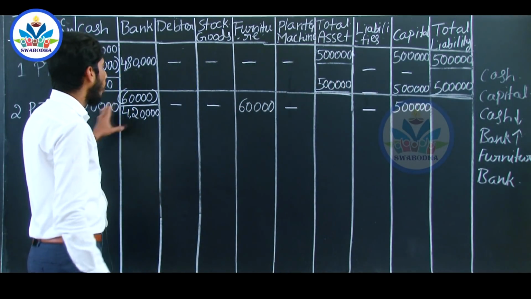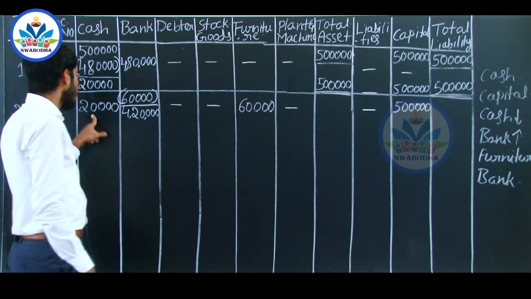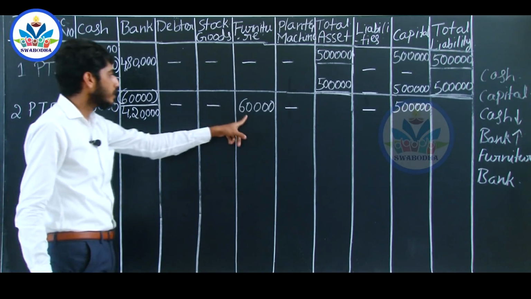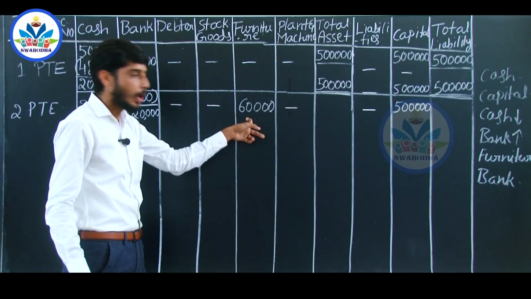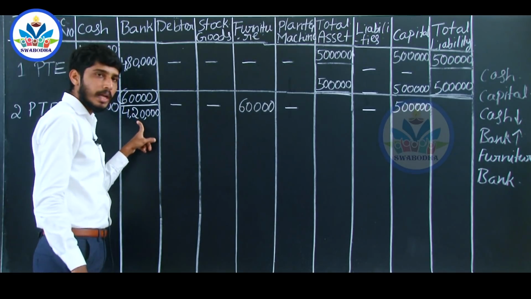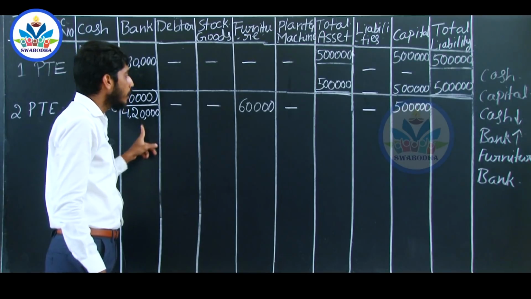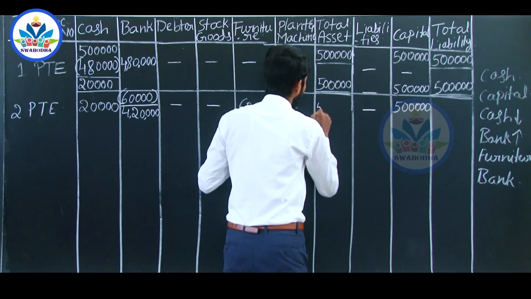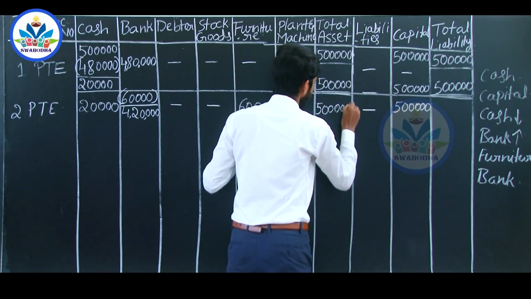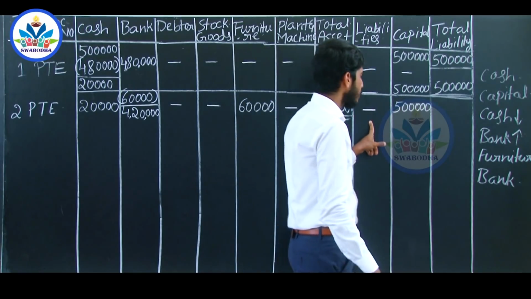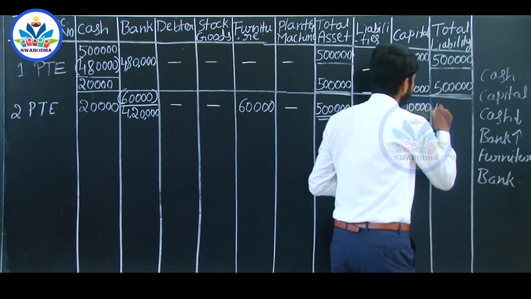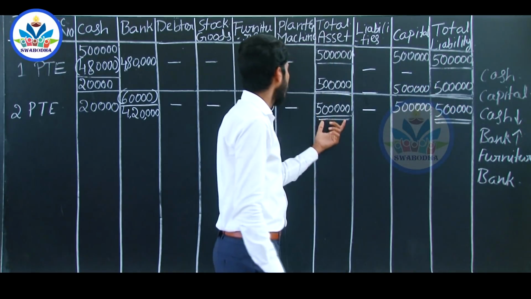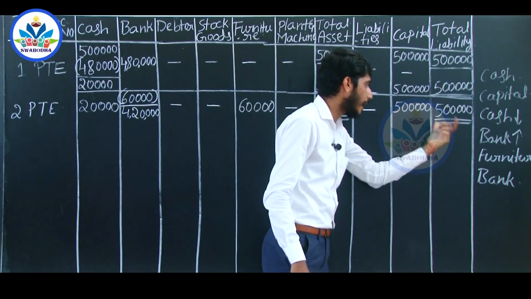Now, calculate the total of the assets. 20,000 rupees of cash, 4,20,000 of bank balance and 60,000 of furniture value. So, when you add this, 20,000 plus 4,20,000, 4,40,000 plus 60,000, 5 lakh rupees. So, total of assets is 5 lakh. Liabilities 0, capital value 5 lakh, total is 5 lakh. Again, total of assets is equal to liabilities and capital.